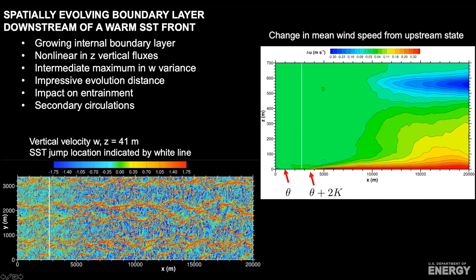Some of the interesting things that we learned here: the vertical fluxes are very nonlinear in Z at each one of these locations. That's the usual assumption when you build a PBL model. Really surprising, you end up with overshoots in the scalar and momentum fluxes. A really neat result was we see an intermediate maximum in the W variance. The maximum W variance is right here, not at the end of the box. Surprise, surprise. It takes an enormous distance for the boundary layer to reach equilibrium.